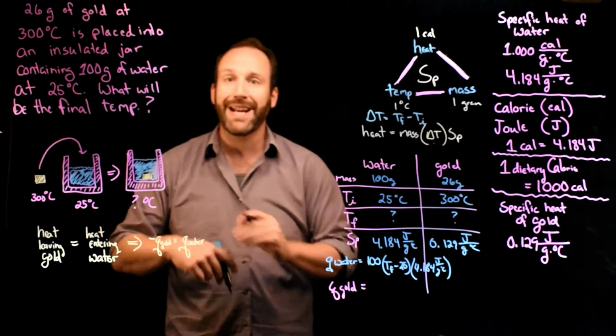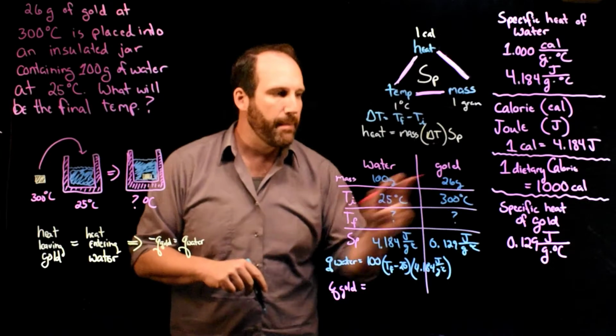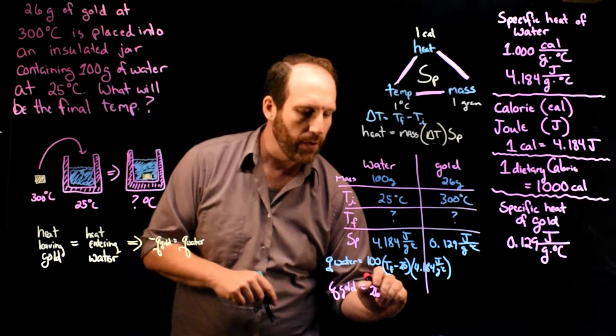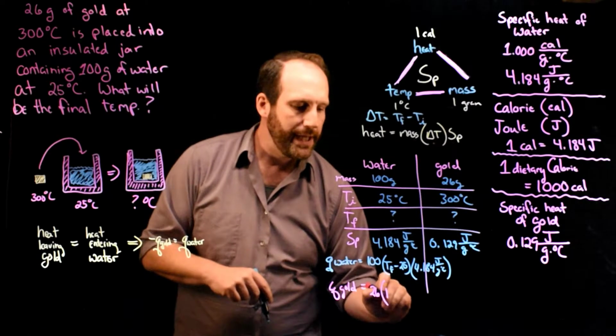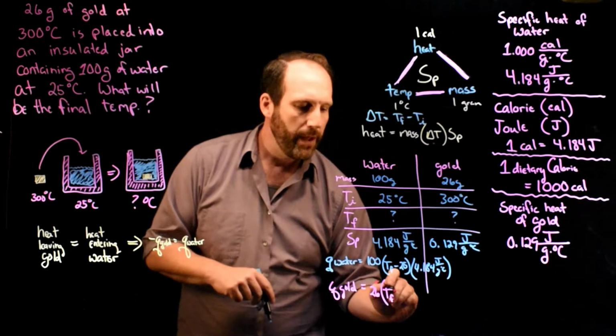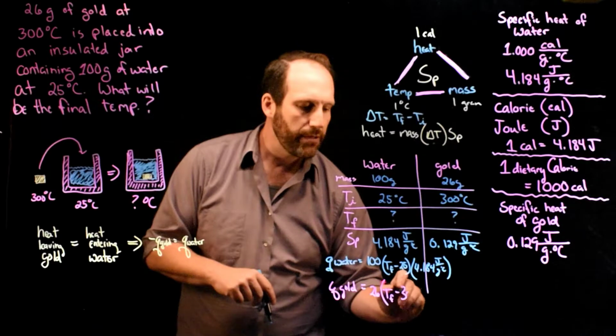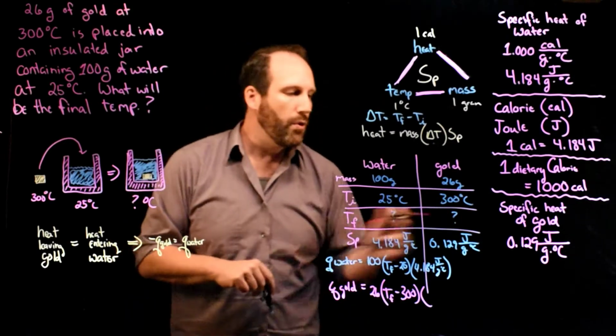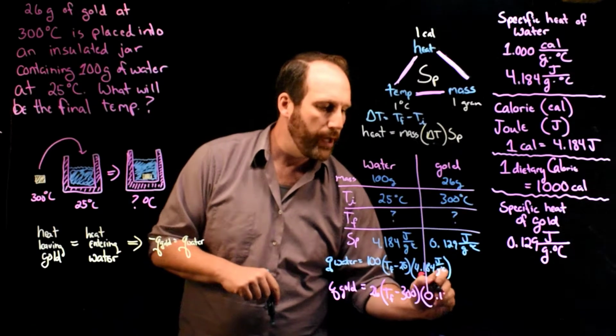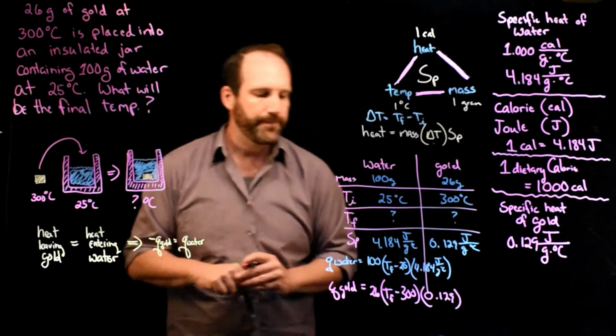I can also write the Q of gold. The heat that's coming out of the gold is going to be the mass of gold, which will be 26 grams, times the change in temperature. T sub F, I still don't know, but that's going to be T F minus 300, okay? And then multiplied by the specific heat of gold, which is our 0.129.